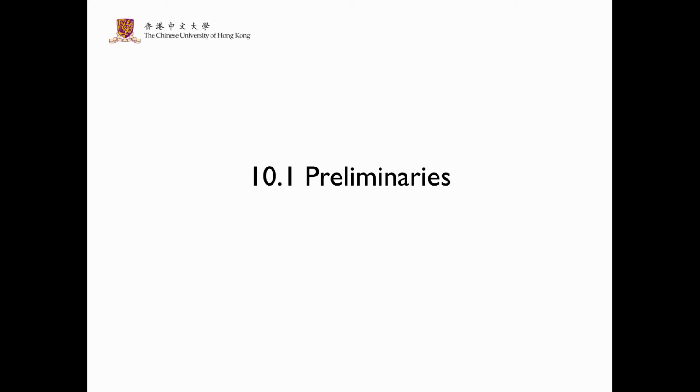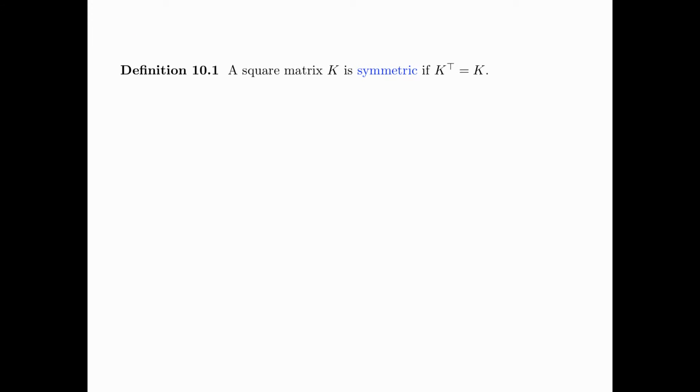We have already set up the notations for random vectors. In section 10.1, we will discuss some basic operations on a random vector. A square matrix K is symmetric if K transpose is equal to K. That is, by taking the transpose, the matrix remains unchanged.